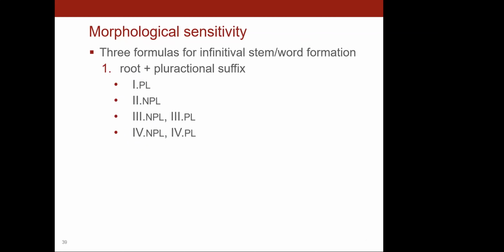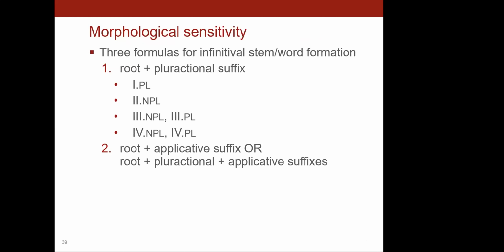The pluractional suffix distinguishes between non-plural and plural, either of subjects, objects, or event number. And so that gives us 4 classes, 2 distinctions. It gives us 8 subclasses. 6 of those subclasses have obligatory pluractional suffixes in the infinitive, and those are listed there.